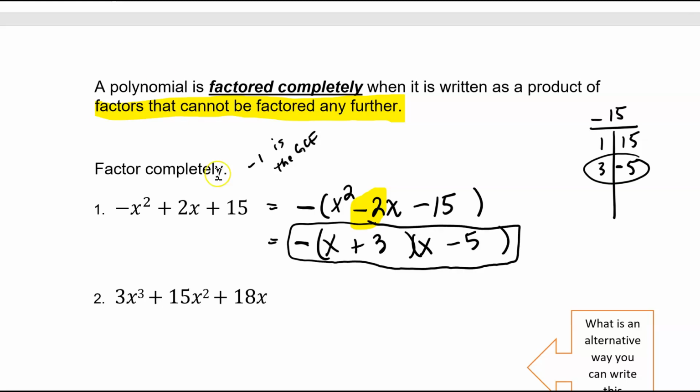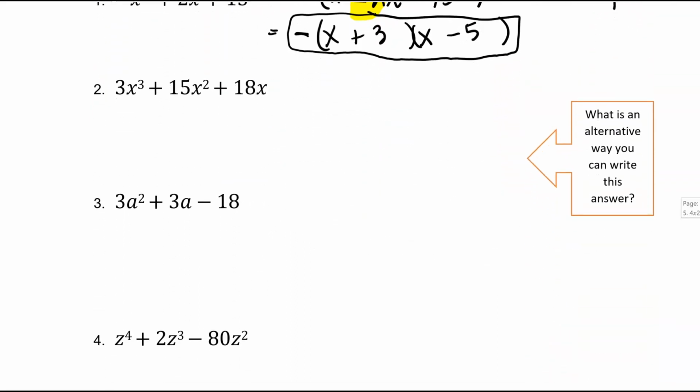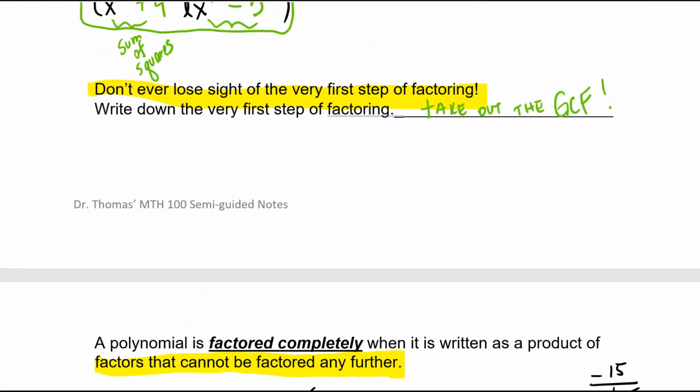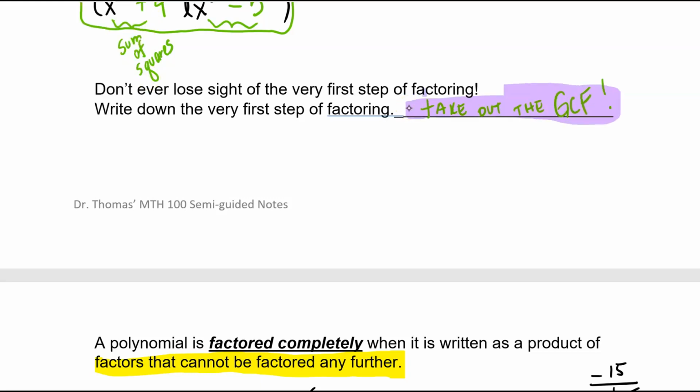Moving on to number 2, what should we do first? Again, you probably already forgot it, but don't worry, I got your back. The very first step you should always look for is take out the GCF.